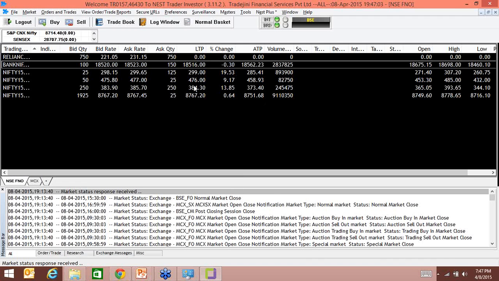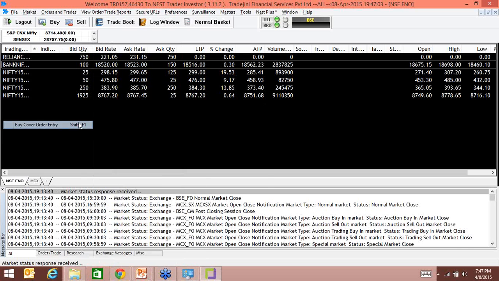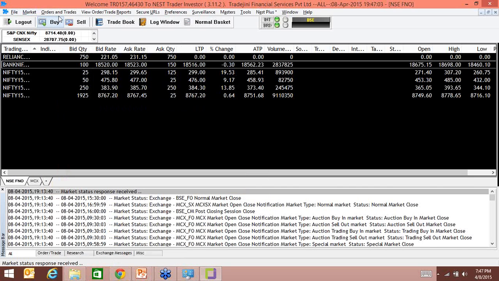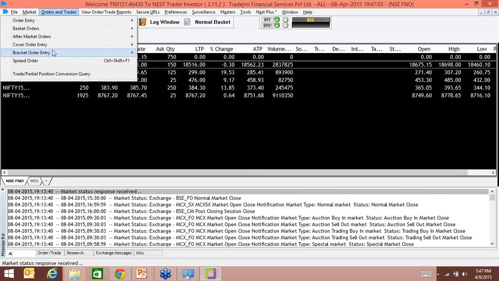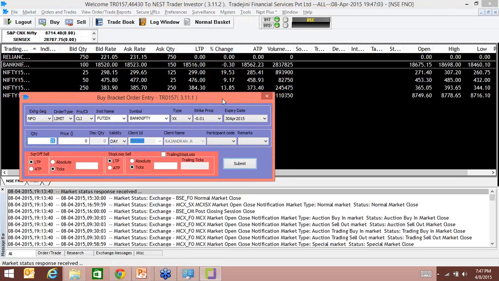So let's see an example of a bracket order. Obviously in cover orders, as we can see, we have a buy and a stop loss, so it is a two-legged order. One minute, Abhishek. I'm able to see in the bracket order there is something called absolute ticks. Anyway, I'm explaining now, so I'll go with that also.